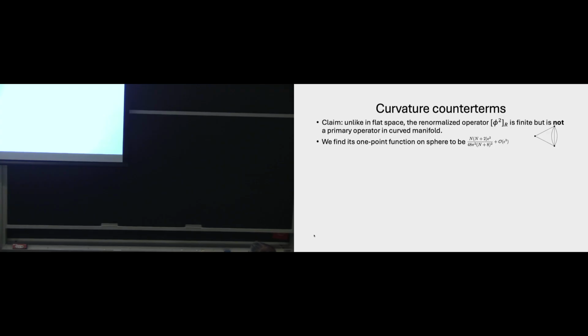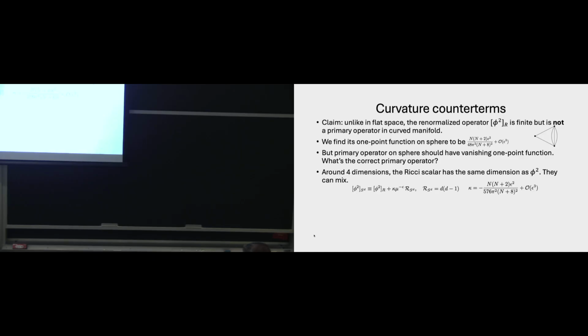That's very subtle. One way to confirm that is that we compute the one-point function of this operator on the sphere. So this is the diagram we need to compute on the sphere. And we find that it's not vanishing. And it's known that for a primary scalar operator on the sphere, it should vanish at the critical point. So if this is not a primary operator, what's the correct primary operator? It could be a primary, but it's not of definite dimension. It's mixed coming from the curvature.